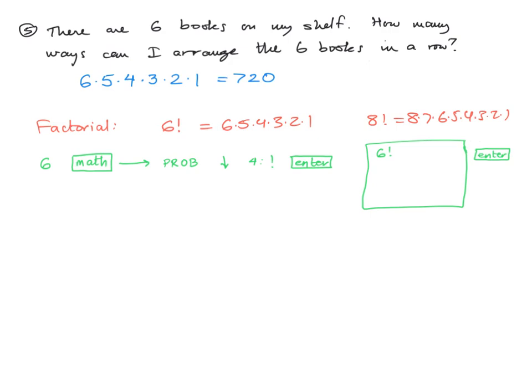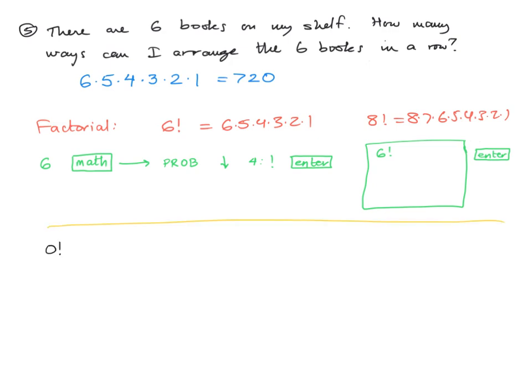So again, you have to type the number first, then go to math, over to probability, find the factorial button, hit enter, and then hit enter one more time to do the calculation. If you don't do the number first, it'll take whatever the previous answer was that you had and do factorial on that number. So be aware of that.